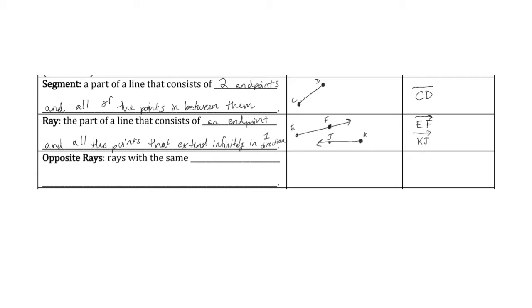The last one for this part is opposite rays. Opposite rays are rays with the same endpoint that extend in opposite directions. So same endpoint that extend in opposite directions.